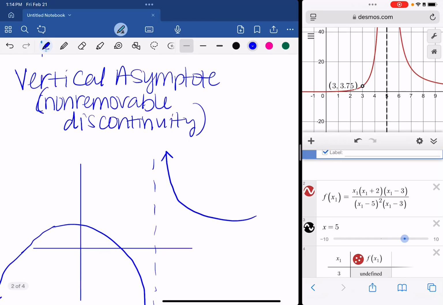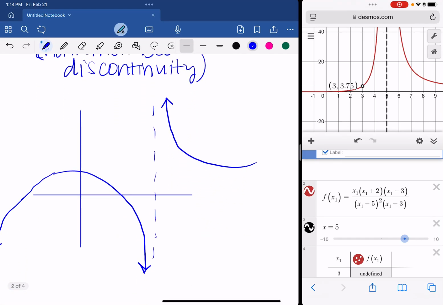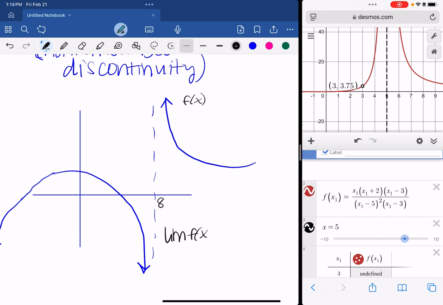Now, for the vertical asymptote, let's say that this particular x value is 8. If I study the limit of this function, and let's call it f of x as well, as x approaches 8 from the left, what is my answer going to be? Well, let's think about it. As I come from the left of 8, I'm going to be coming from 7, 7.9, 7.99, 7.999. Notice where the graph is going. It's not going to a single y value. It's headed towards negative infinity.